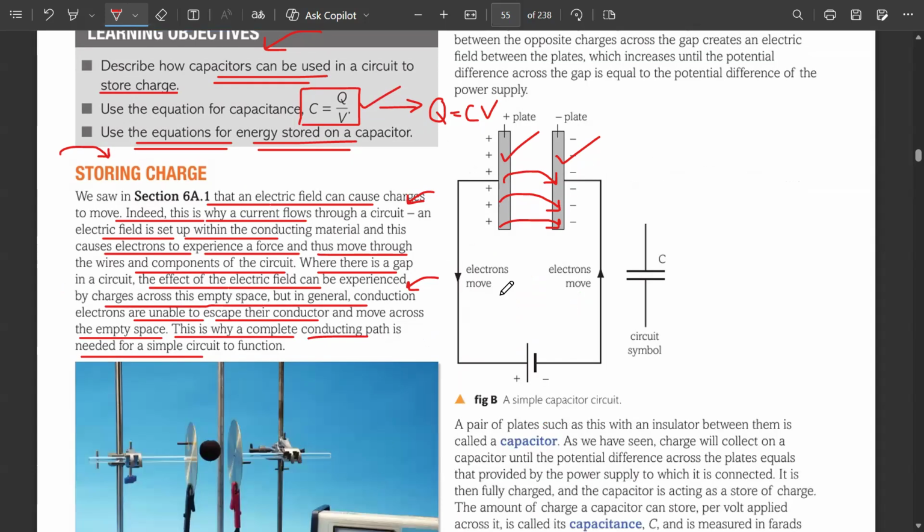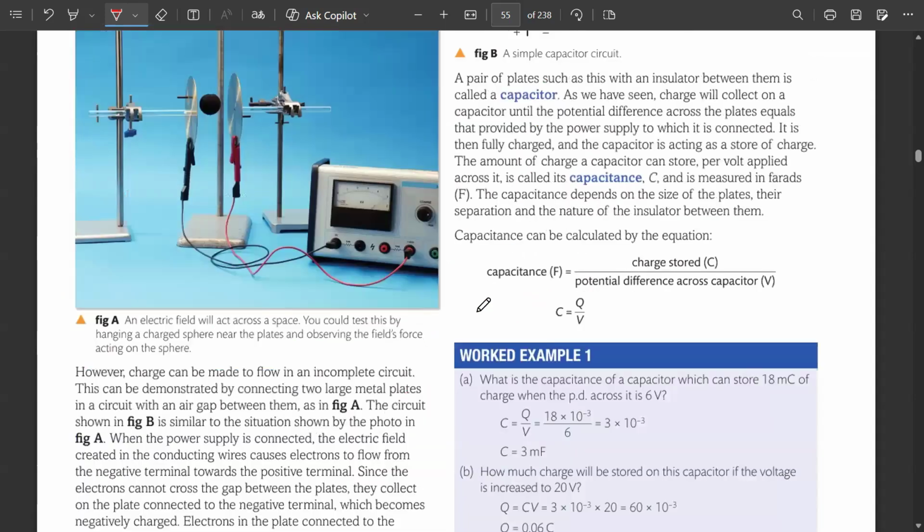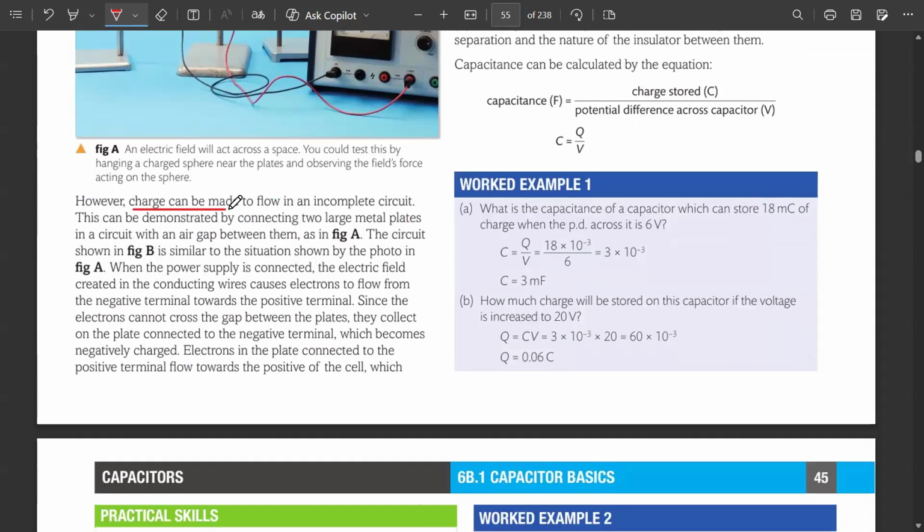We know कि एक circuit तभी काम करता है when the current starts to flow. The direction of current is positive to negative, whereas if you look at the electrons, they travel from negative to the positive terminal. However, charge can also be made to flow in an incomplete circuit as well. This can be demonstrated by connecting two large metal plates.